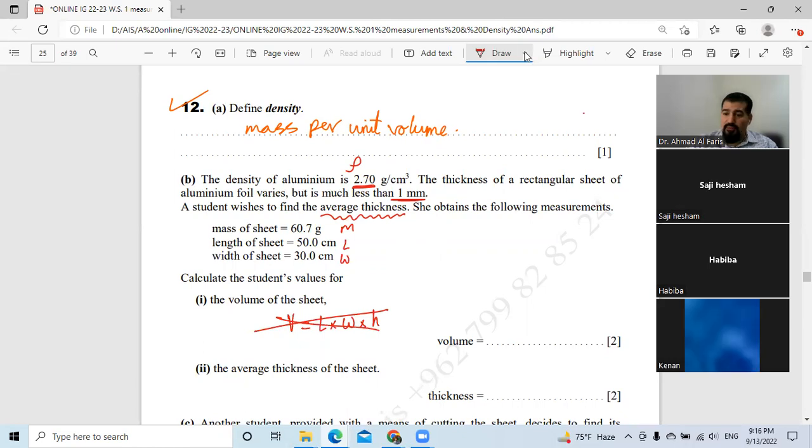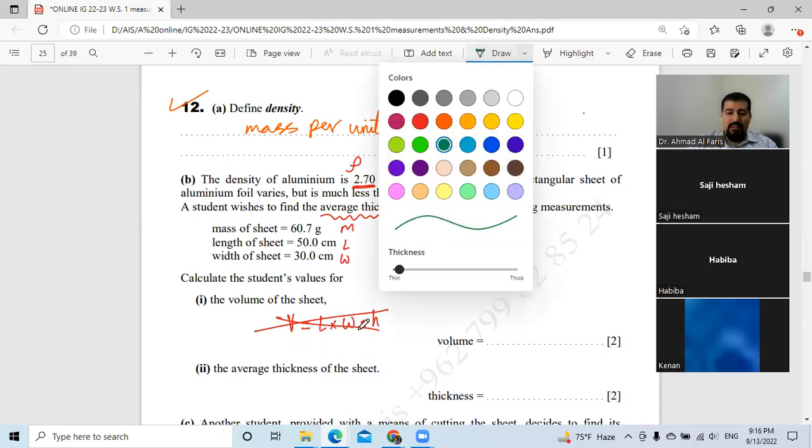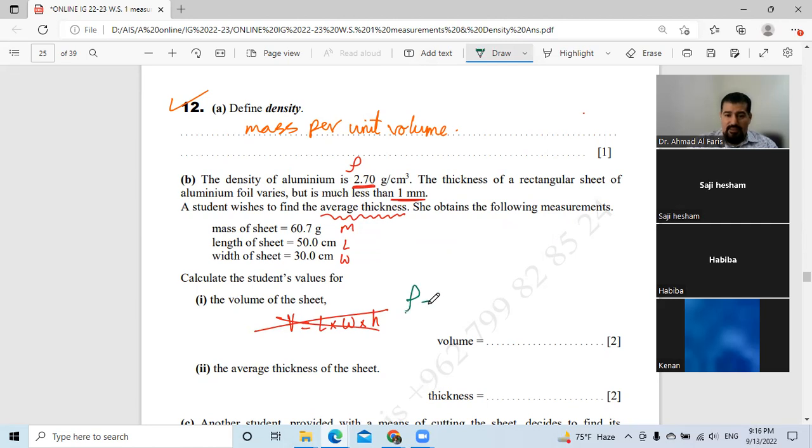Bravo. I will use the formula for density. What is the formula for density? Density equals mass over volume. So I'll do switch multiplication. That means the volume equals what? Mass over density. And I'll put the mass that I have here, which is 60.7, divided by the density of aluminum, which is 2.7. And my answer will be how much? Approximately 22.5, 3 significant figures, centimeters cubed. Good.